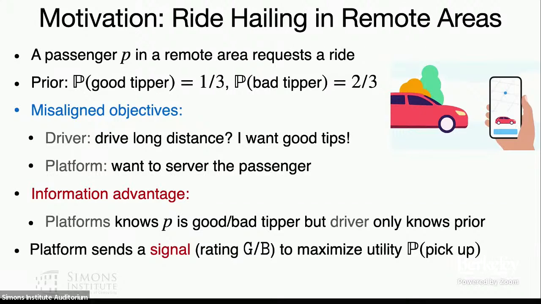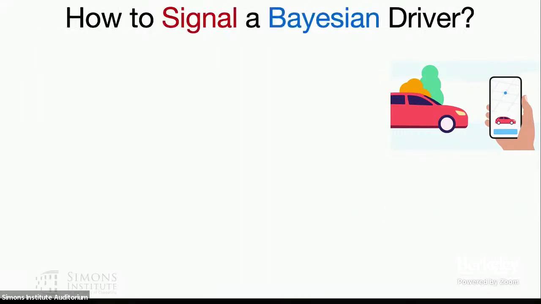Then the platform might send a signal to incentivize the driver to come to Berkeley and pick up the passenger. The signal here we assume is just a rating, say rate the passenger as a good tipper or bad tipper. The platform sends such a signal to the driver in order to maximize the platform's utility, which is the probability that the driver and the passenger are matched, or in other words, the driver comes to Berkeley to pick up the passenger.